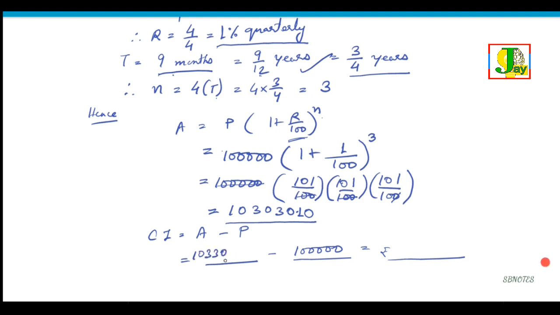Now to find compound interest, just subtract that principal, minus 1 lakh, that is 3030 rupees 10 paisa. So this is the compound interest.